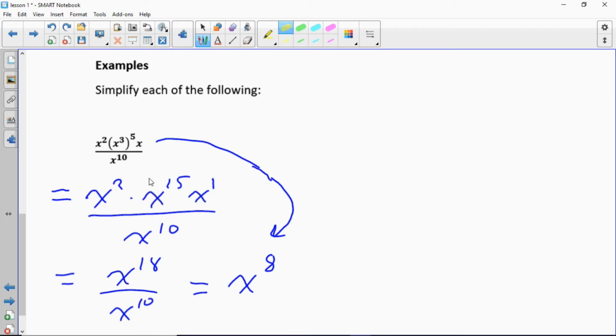Keep in mind that means whatever number you sub in for x, you will get the same thing if you subbed in here as if you just were to sub in here and raise it to the power of x.